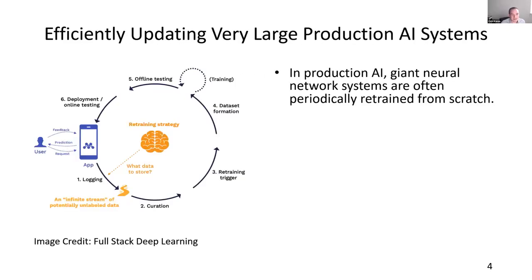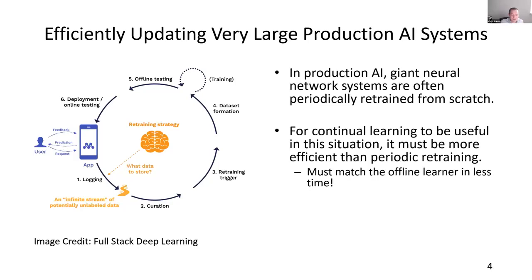So in industry, oftentimes people are retraining giant neural networks periodically from scratch. Basically, you queue up your data, and you have a job that triggers once a month to retrain. For continual learning to be useful, though, it must be more efficient than periodic retraining. So why retrain from scratch? We could just use continual learning if continual learning worked as well as the offline model and used less energy, used less compute, right? That'd be great.